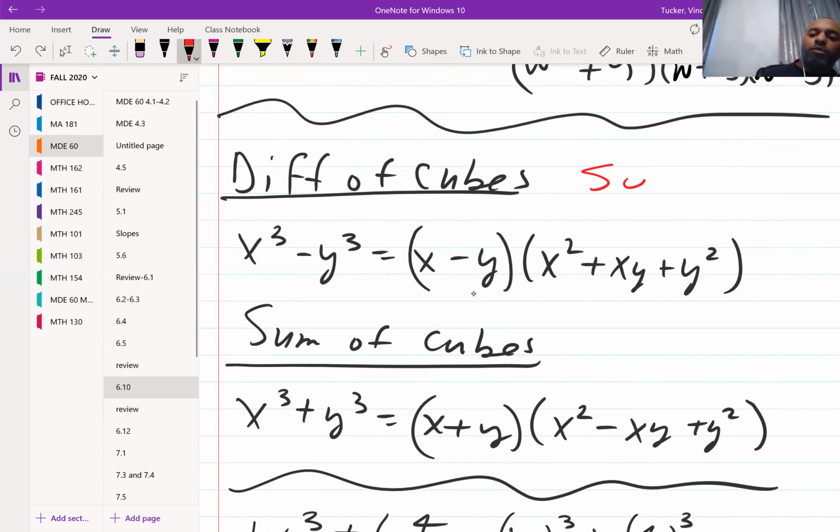So one way to remember is SOP, that's same, opposite, and then plus. In other words, if you have x cubed minus y cubed, this is going to be the same as this one. This is going to be the opposite of this one. And then this one's always going to be plus. So if you want to remember the signs.